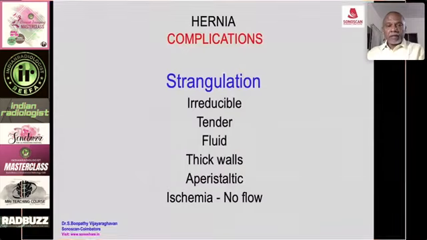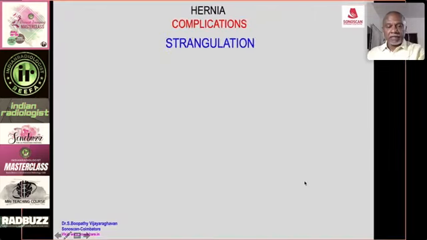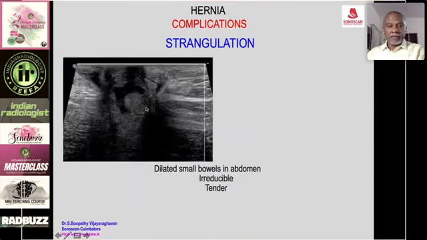Now we come to strangulation. So what are the features? It is irreducible, it will be tender, there will be some fluid in the sac, thick walls of the loop of bowel, and if it is a loop of bowel it will be aperistaltic, and there will be ischemia. On color Doppler, there will not be any flow. So dilated small bowels in the abdomen, and this is a case of umbilical hernia.